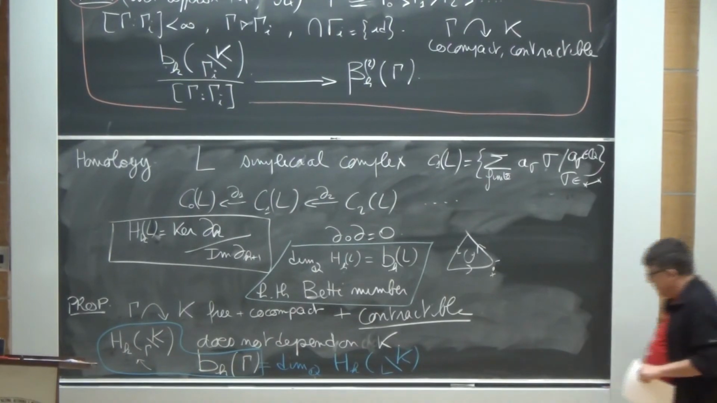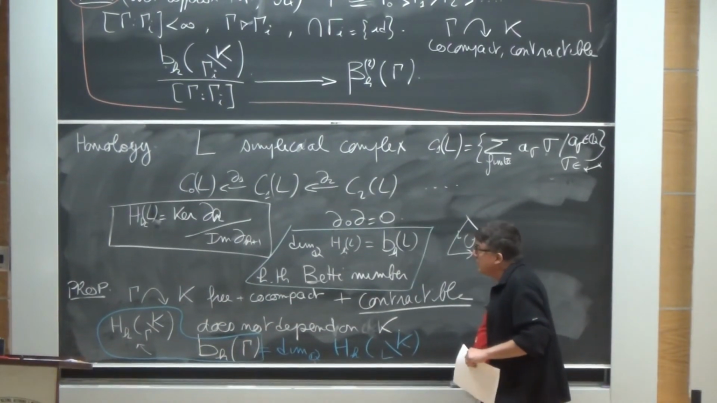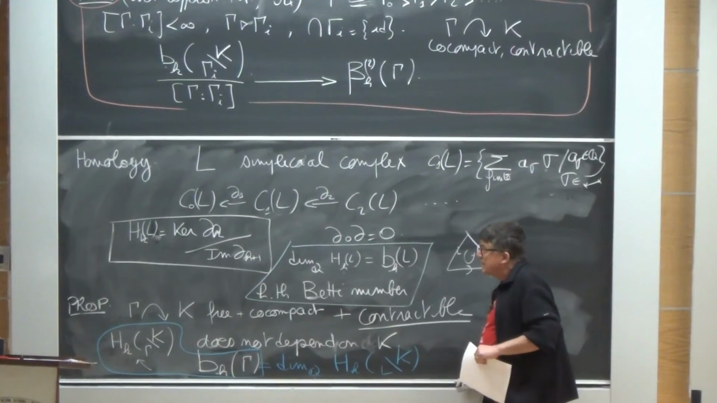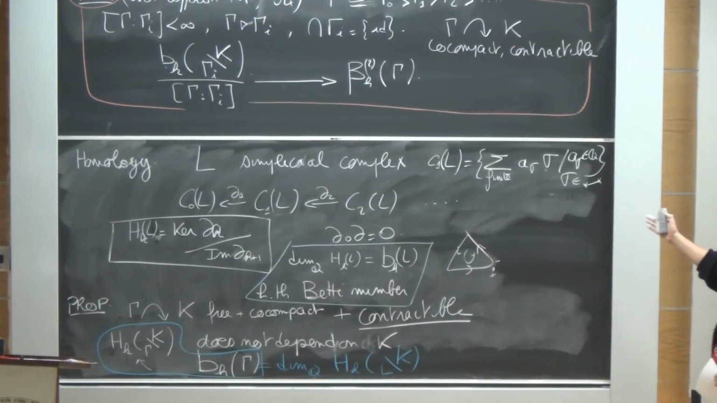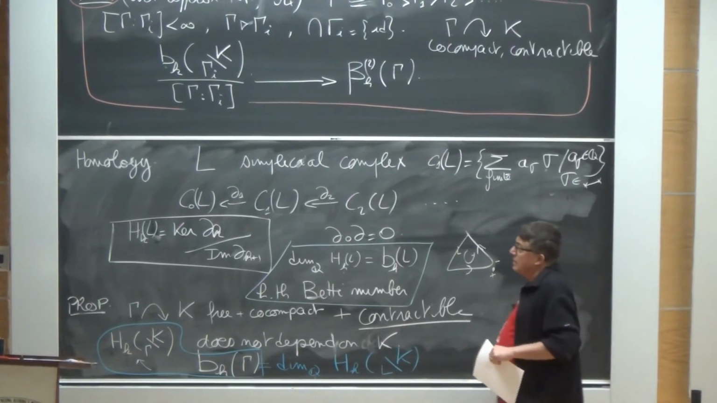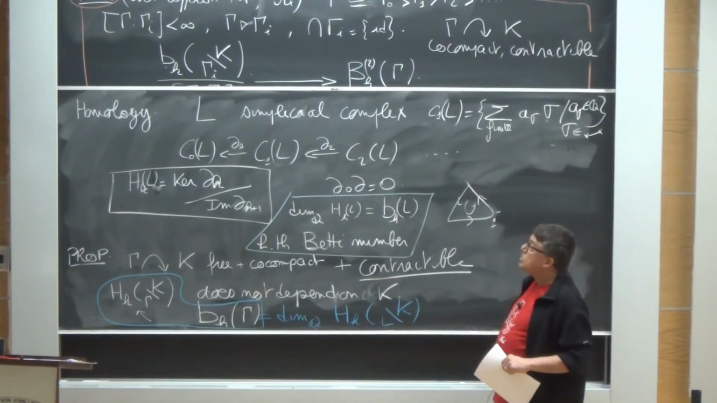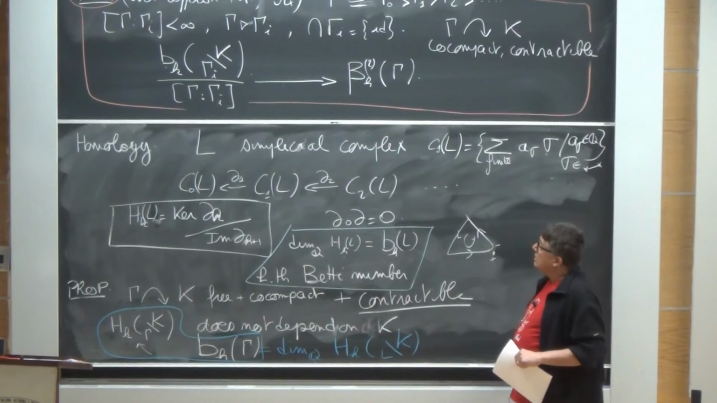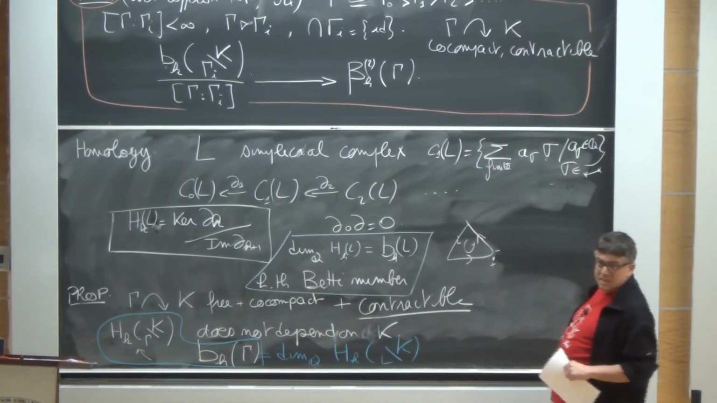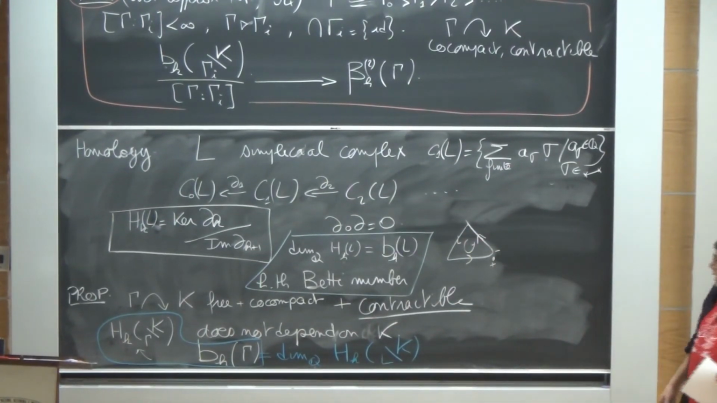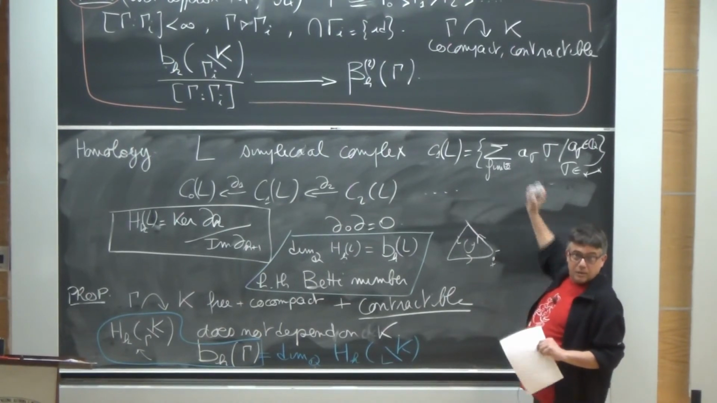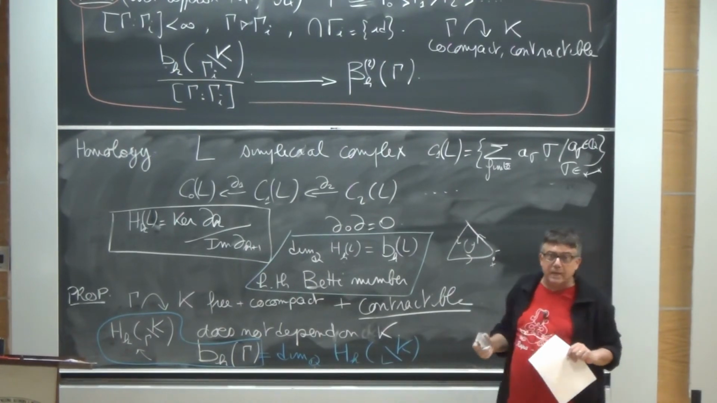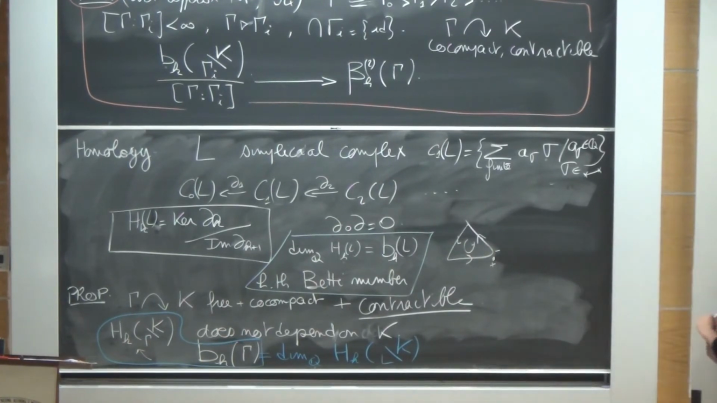Okay, so the L2 homology is defined in a similar way to the usual homology. You have a simplicial complex. Instead of considering a vector space, you consider a Hilbert space. Okay?